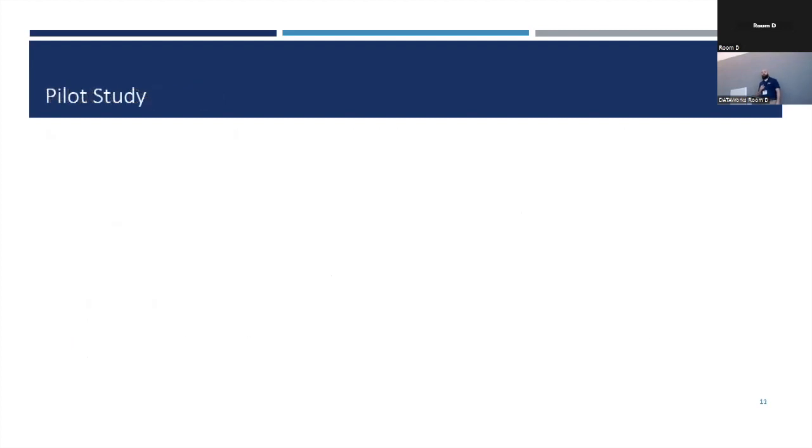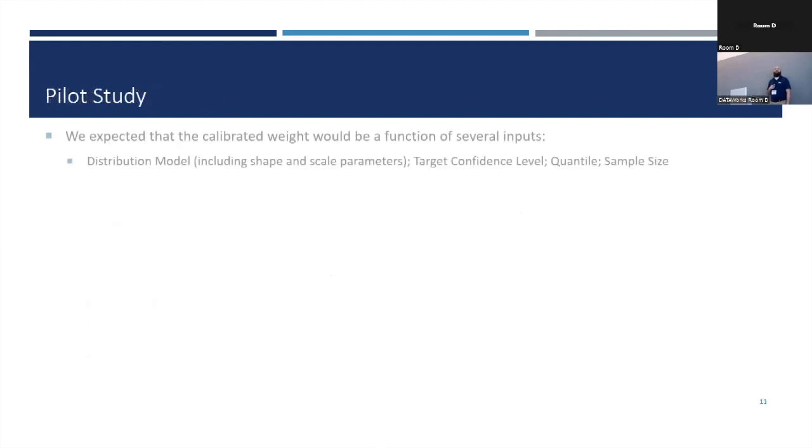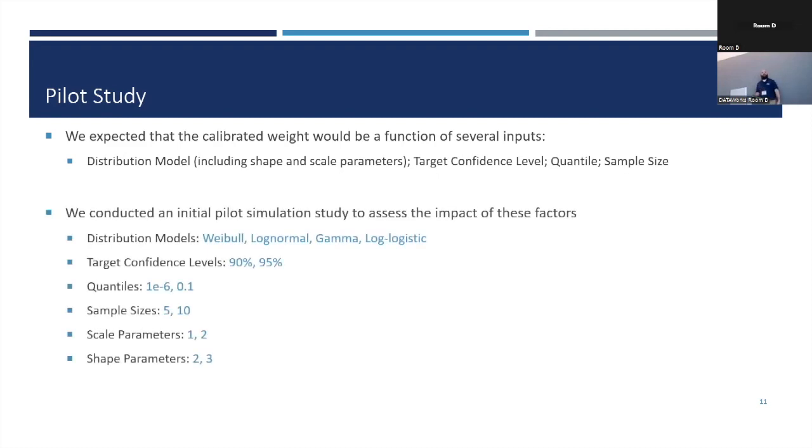So we started off with a bit of a pilot study. Specifically, we focused on what we would think the calibrated weight is going to be a function of. Obviously, it's going to be a function of the underlying model, that includes its parameters, what our target confidence level is, the quantile we're interested in, and the sample size. So we set up some factors. We had 4 distribution models, 2 common target confidence levels, and a couple of quantiles and shape and scale parameters, just to get a sense of what's going to impact what.